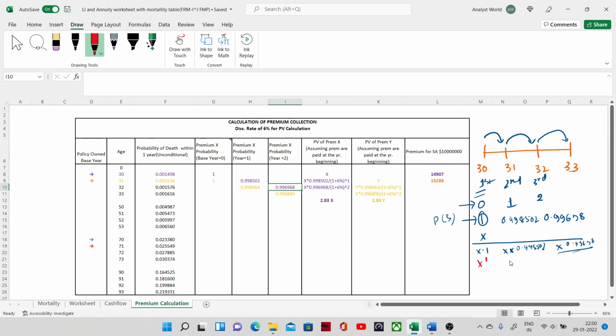The second year, the discounted present value is nothing but X into 0.99502 discounted by 1 plus 6%. Remember, 1 plus 6% because 6% is the discount rate that we have assumed, to the power 1, right? And similarly, the year after that, it is going to be X into 0.996968 discounted by 1 plus 6% to the power 2, right? This is exactly how I have depicted it. So if you add all of them, you will get the present value of the total premium payment, or the pay-in from the insurance company's perspective that they can expect. And this comes out to be 2.83x. All right. So I have also worked it out for the 31-year-old person, and for him, the amount comes out to be roughly 2.83y.